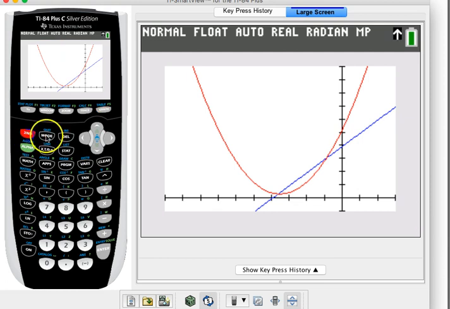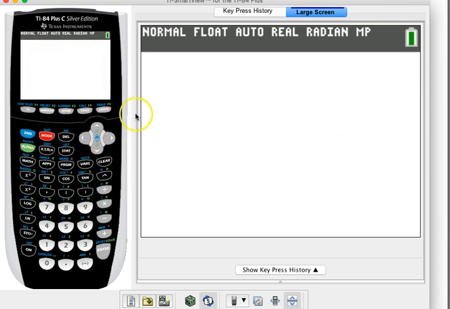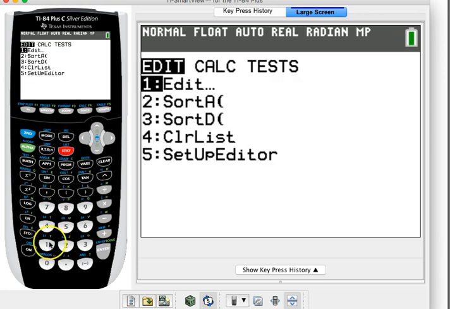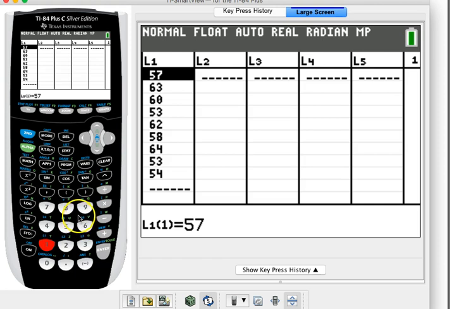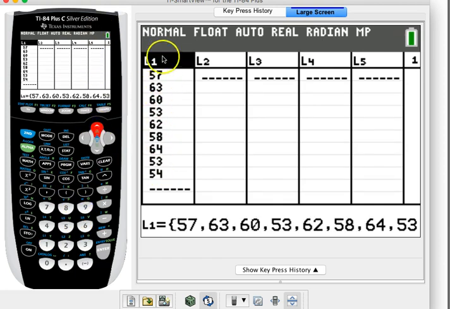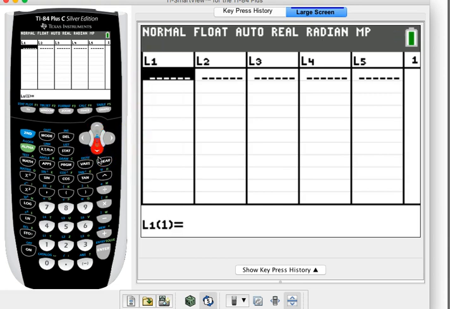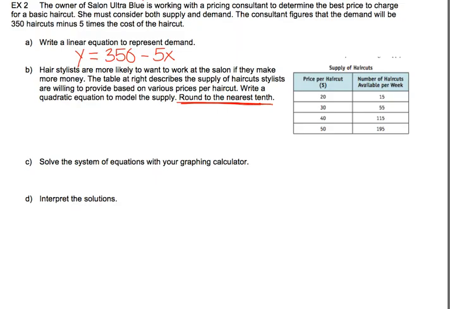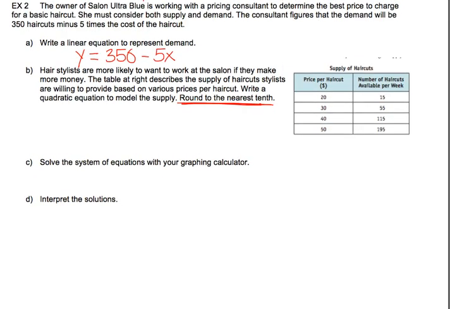So I can get rid of the stuff from last video and go in. Remember that we entered data in stat choice 1 for edit. I've got stuff in my list 1, so I'm going to scroll up to where L1 is highlighted, and I'm going to press clear, not delete. Don't press delete. If you ever do that, take it to your teacher to fix it, because that's a problem.